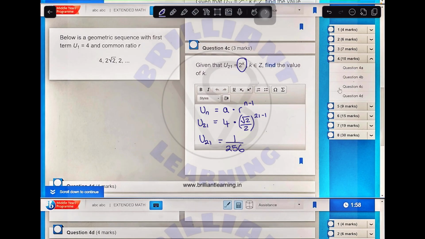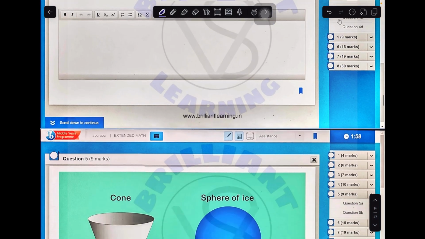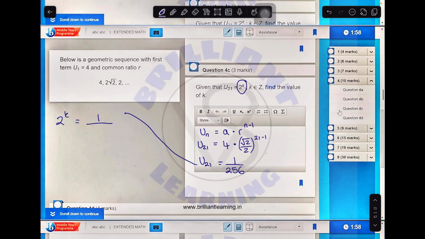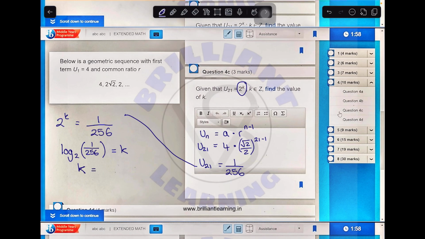I'm told that that's equal to 2 to the power of k. So let me just come over into this space here. Okay, so I know that 2 to the power of k is equal to 1 over 256. Okay, so you could use a log here. So log base 2 of 1 over 256 is equal to k. You should find that k is equal to -8.